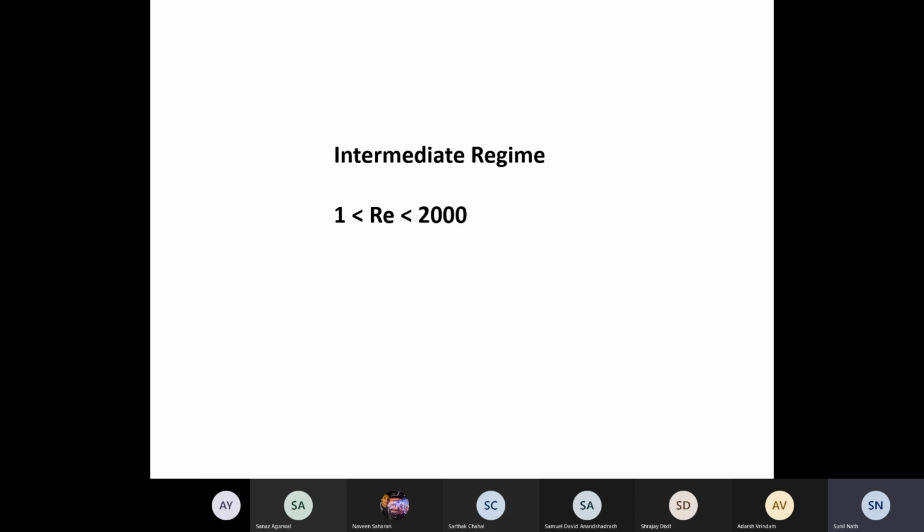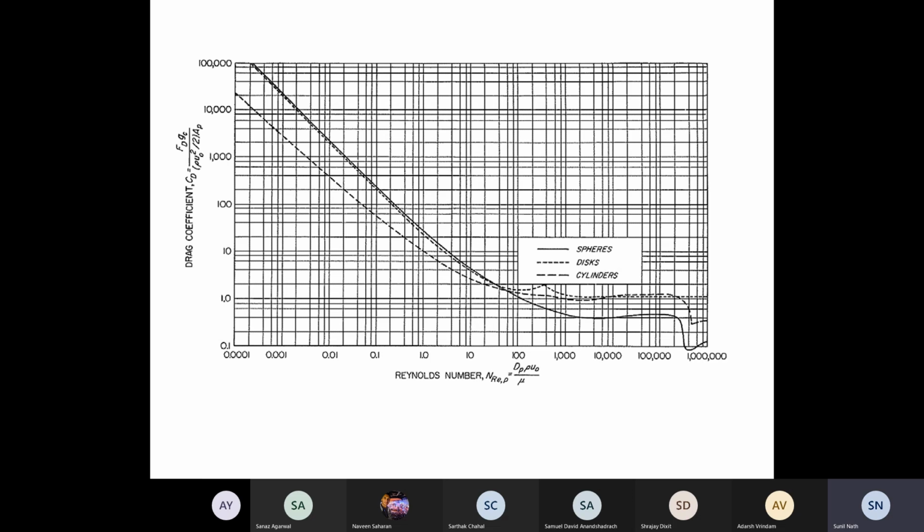So a hint is provided by the next slide, which is taken from Perry and Chilton's handbook, with the drag coefficient CD on the y-axis plotted as a function of Reynolds number on the x-axis. It is in logarithmic coordinates, a double log plot. So it straddles that range of 10 decades of Reynolds number, 10 to the power minus 5 to 10 to the power plus 5.